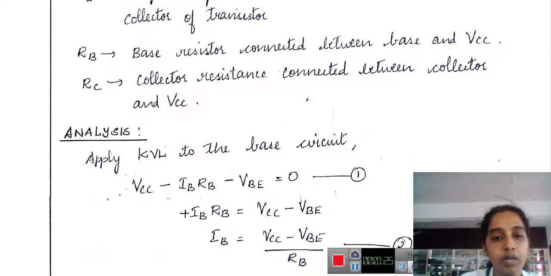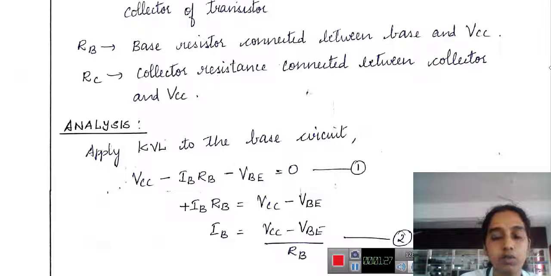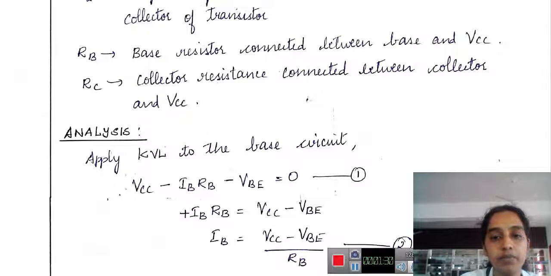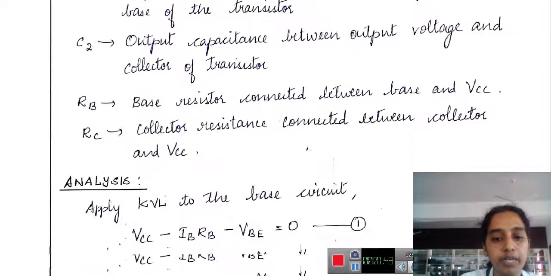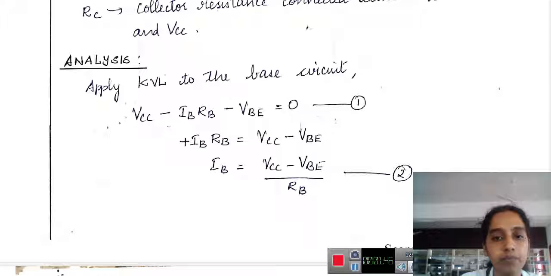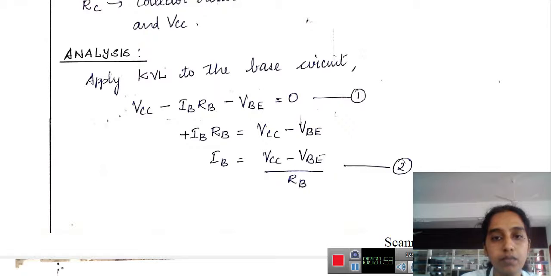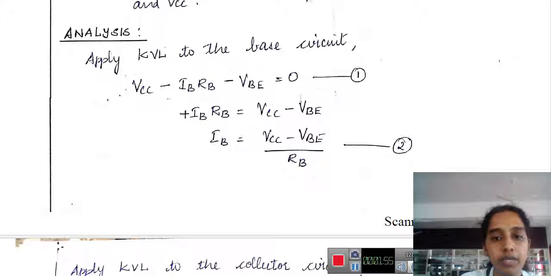So we are going to now apply KVL to the input circuit or the base circuit. When we apply KVL to the input circuit, we have VCC minus IB into RB minus VBE equal to 0. From this, we are now going to find IB. IB is (VCC minus VBE) by RB. So from the input circuit, we are finding the base current.